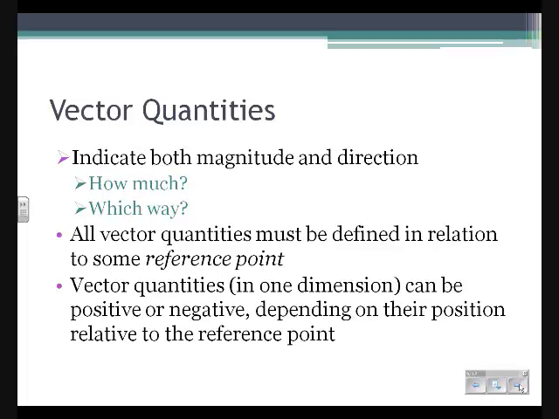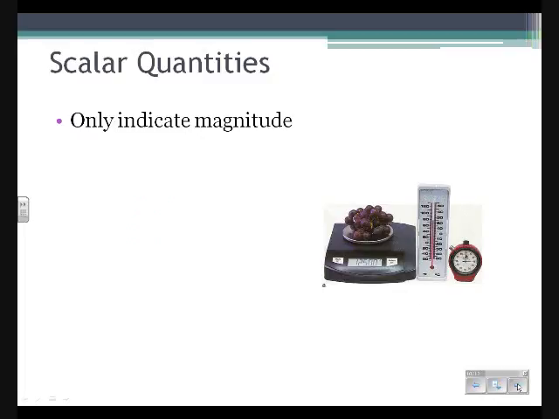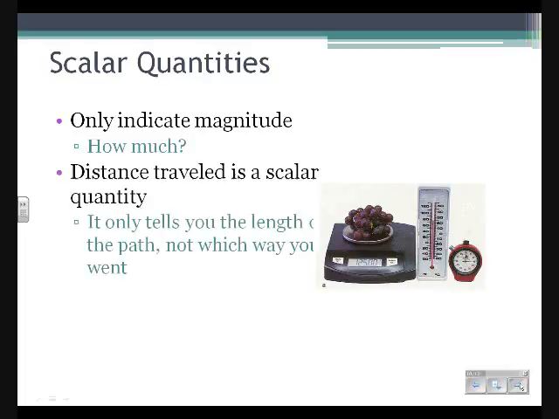On the other hand, there are things that don't have direction associated with them, and those are called scalar quantities. Scalar quantities only indicate magnitude, which means they only answer one question for us: how much or how big. Distance traveled is a scalar quantity. If I talk about how far that buggy went in the original demonstration, or the gecko from the two pictures, I could say in the first case the gecko went 61 centimeters, and in the second case the gecko went 65 centimeters. And that would be fine to describe the distance.